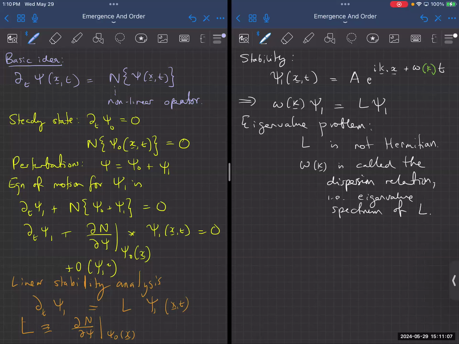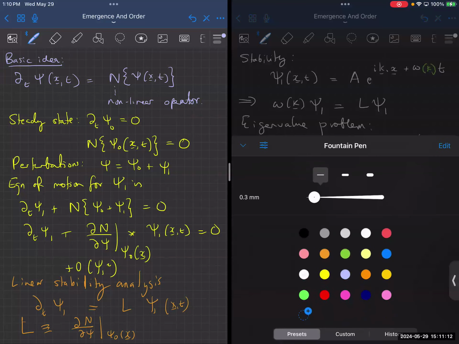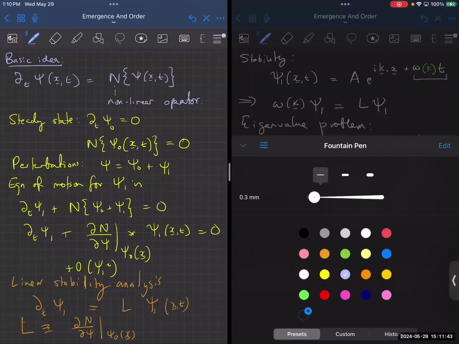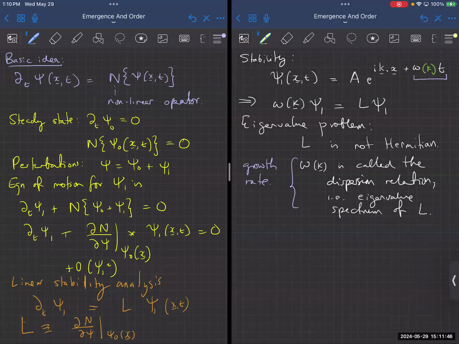Of L, of the linear operator L, and you also call this the growth rate. And why do we call it the growth rate? Well, if you look at this term over here, this says that if I make a perturbation, it has an amplitude A, and that amplitude grows as e to the omega t. So if I know omega, then I know whether the amplitude is going to grow or decay. So now let's have a look at the possible scenarios that we might have with this kind of situation.